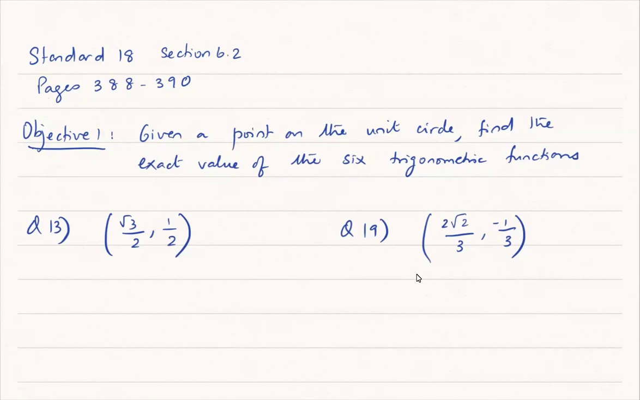In the first objective, we are given a point on the unit circle, and the question asks us to find the exact value of the 6 trigonometric functions. Now that they have already stated that the point is on the unit circle, you know that if the coordinates are x and y, automatically x squared plus y squared will be equal to 1. You can check it if you want, but that will be the case for the unit circle. So this is already given to you.